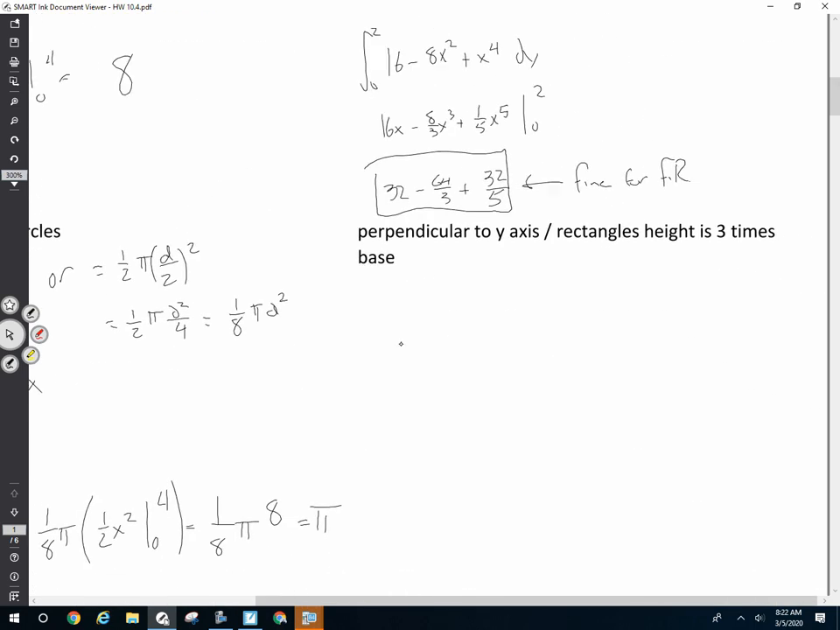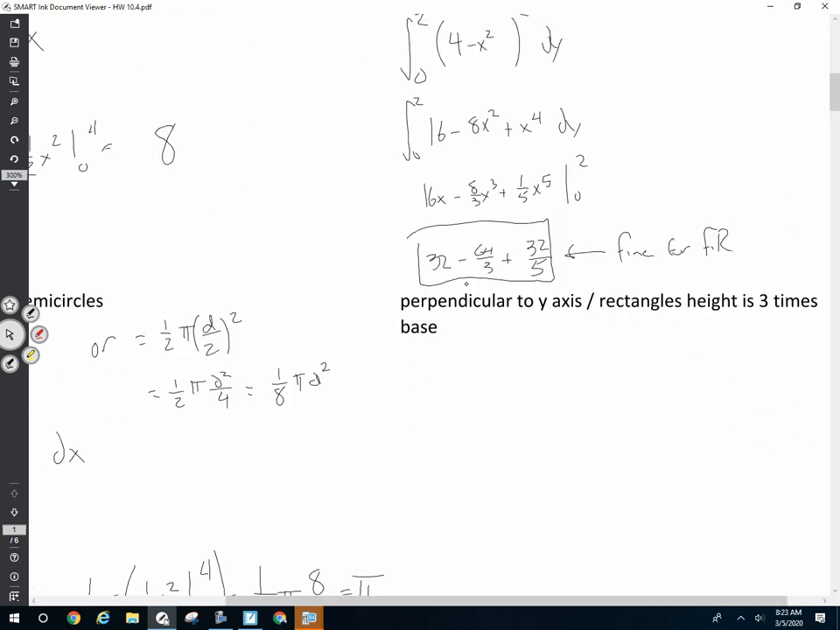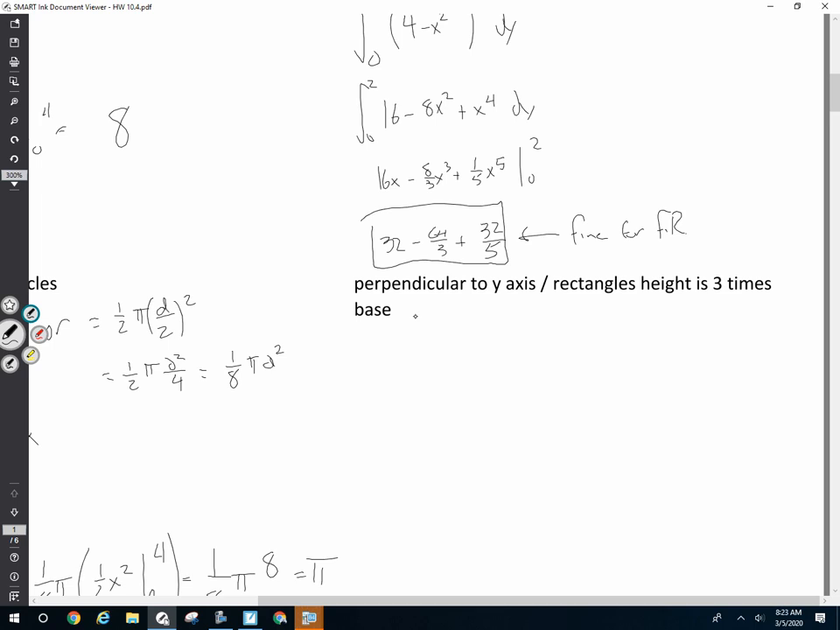Okay. Perpendicular to the y-axis, rectangle's height is 3 times the base. Well, the area of a rectangle in general is a base times a height. In this case, I want a base times a height rather than a width times a height. Length times width, it doesn't really matter. But the height, we are told, is 3 times the base. So this turns into base times 3 base, which is 3 times the base length squared.